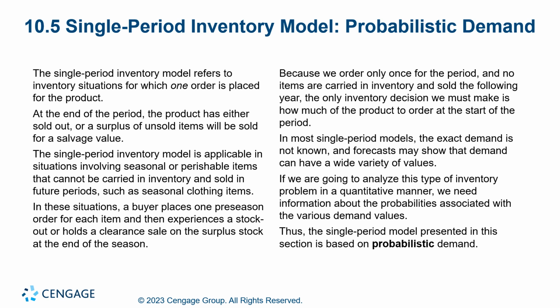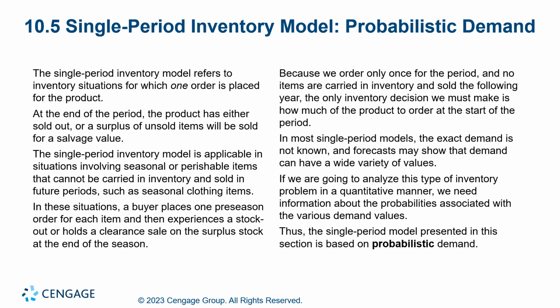The single period inventory model is applicable in situations involving seasonal or perishable items that cannot be carried in inventory and sold in future periods. Seasonal clothing items such as bathing suits and winter coats are typically handled in a single period manner. In these situations, a buyer places one pre-season order for each item and then experiences a stock out or holds a clearance sale on the surplus stock at the end of the season. No items are carried in inventory and sold the following year.